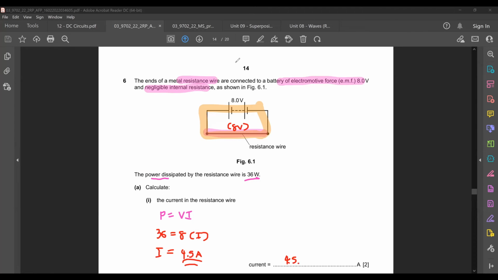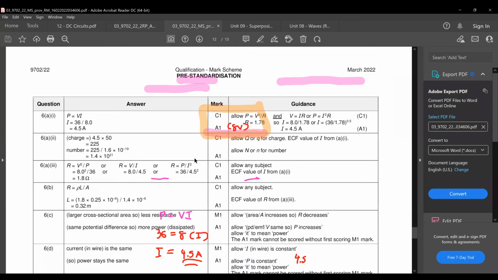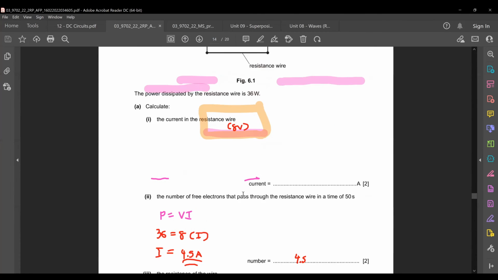Okay, so this one is my current. It will be 4.5 amps. So this one is quite straightforward, 4.5 amps. Then after that, we go on to the next one.